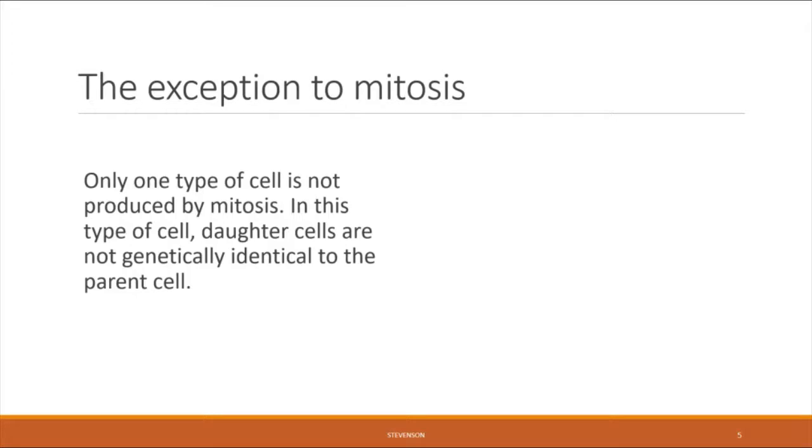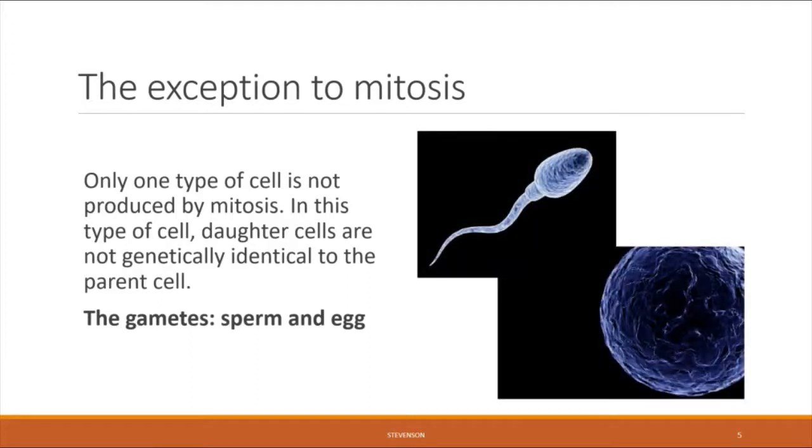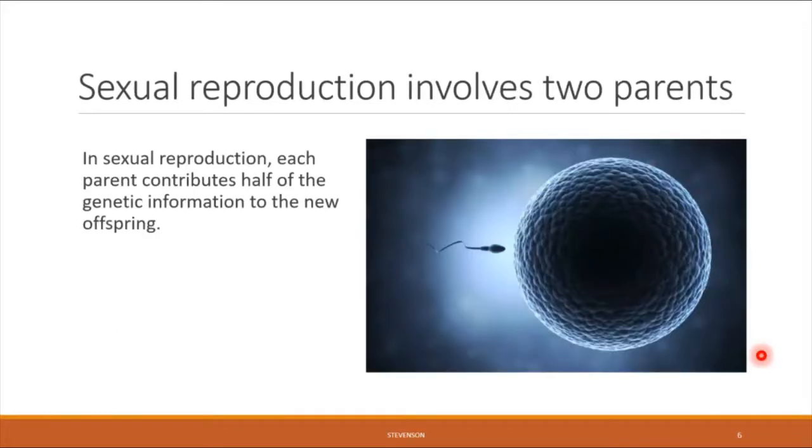So as I said, there is one type of cell that is produced not through mitosis because the daughter cells are not actually identical copies of the parent cell. You may have been able to predict, based on the title of this chapter, that the type of cell that we're talking about here are the sperm and the egg, also known as the gametes together. So these types of cells are produced through a different process than mitosis. And the reason why is because the gametes are the cells that are involved in sexual reproduction.